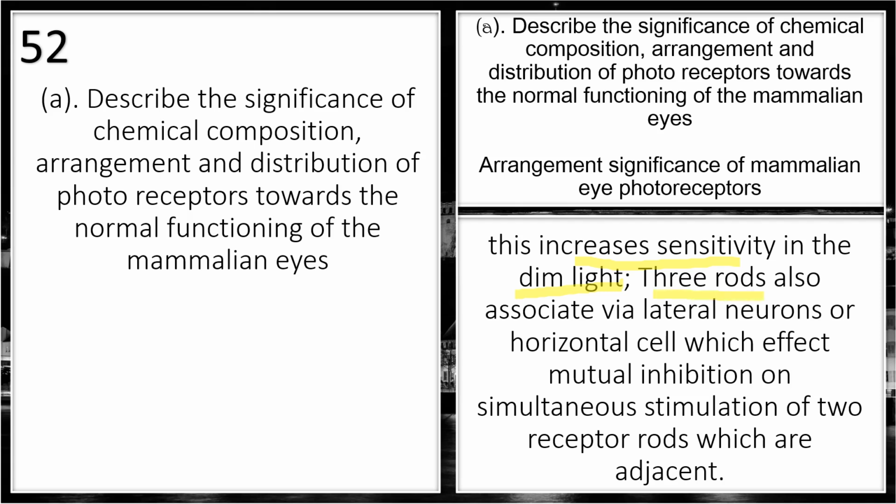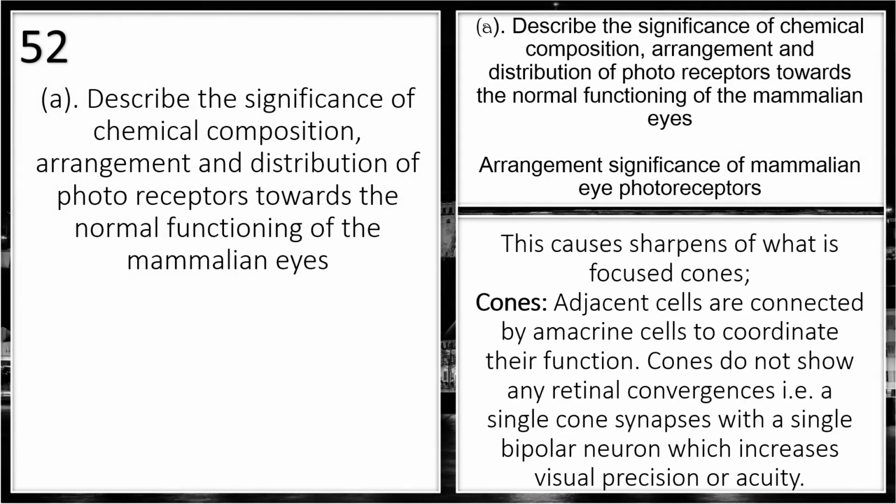Rods are also associated via lateral neurons or horizontal cells, which effect mutual inhibition on simultaneous stimulation of two adjacent receptor rods. This causes sharpness of what is focused.